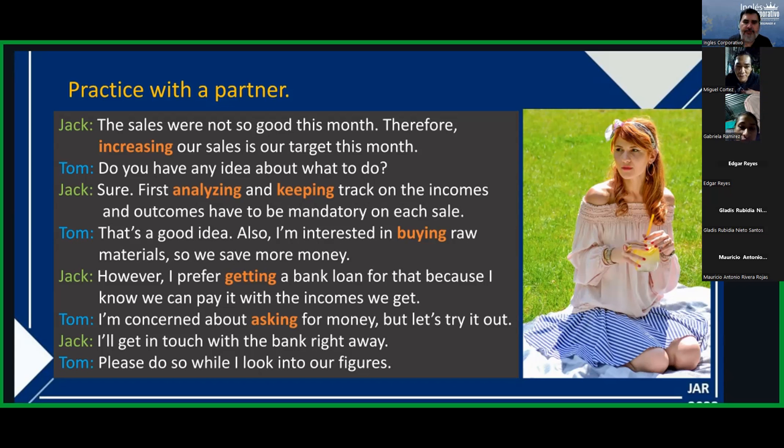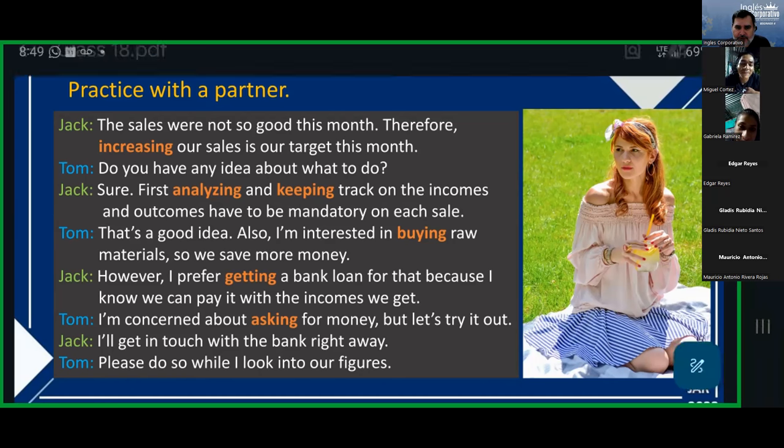I'm concerned about asking for money, but let's try it out. I'll get in touch with the bank right away. Please do so while I look into our figures. Okay, excellent. Let's go to the main session. Thank you very much.